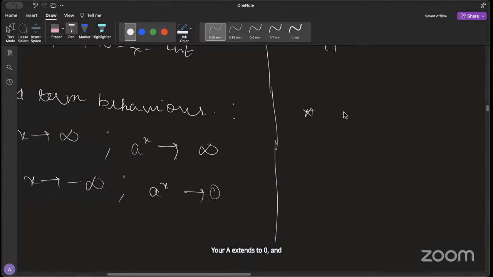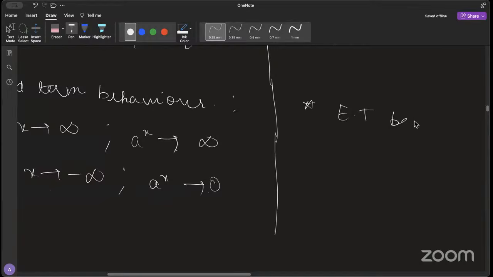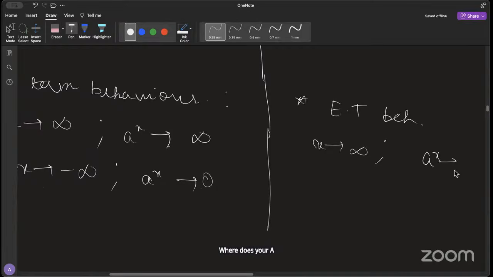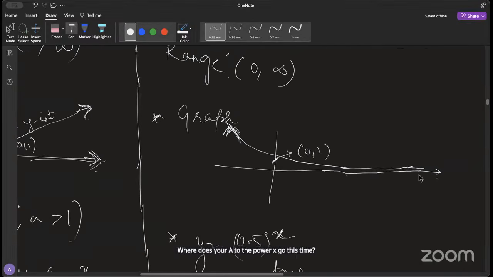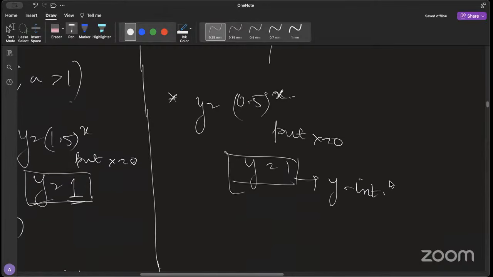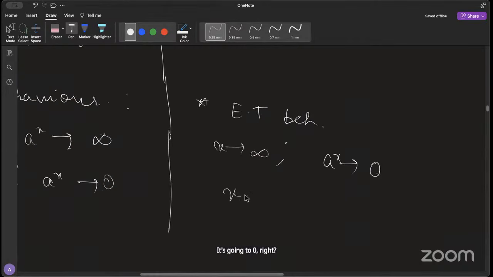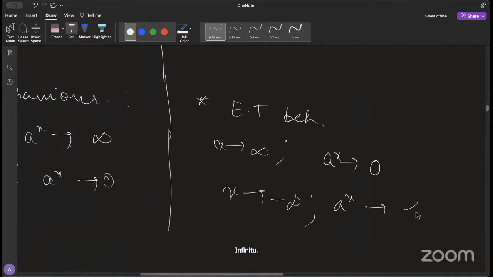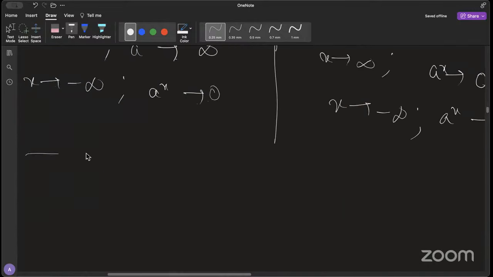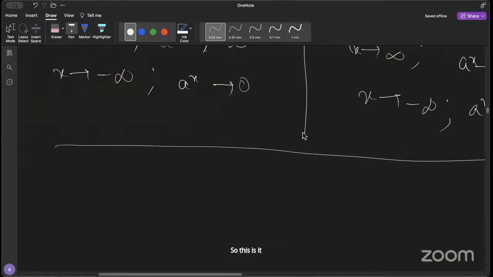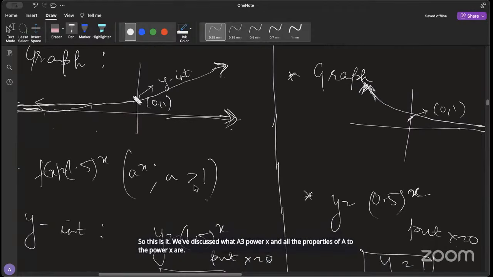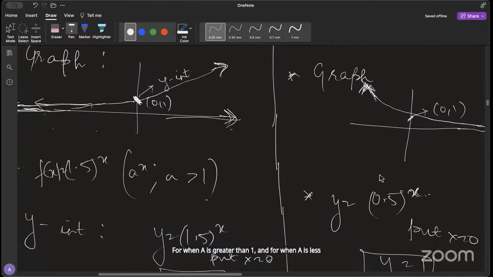And what happens here? When x tends to infinity, where does a to the power x go this time? It's going to 0, right? And when x tends to minus infinity, a to the power x is going to infinity. So this is it. We've discussed what a to the power x is and all the properties of a to the power x for when a is greater than 1 and for when a is less than 1 and greater than 0.